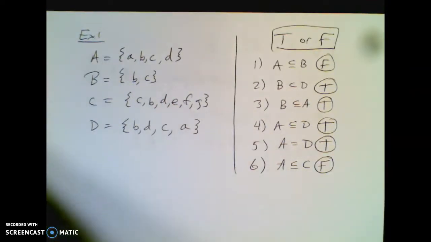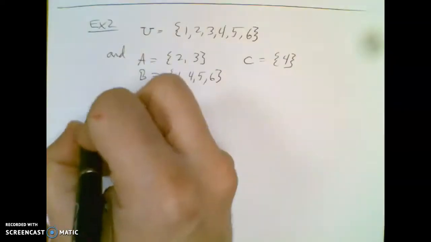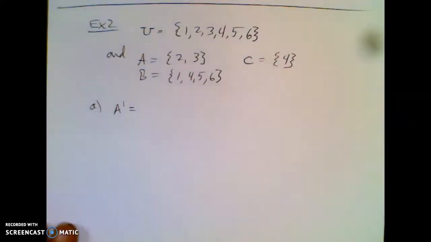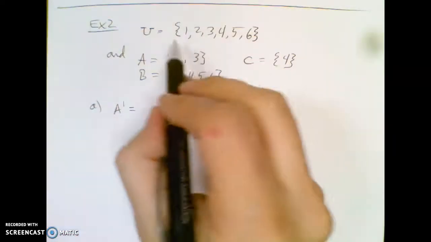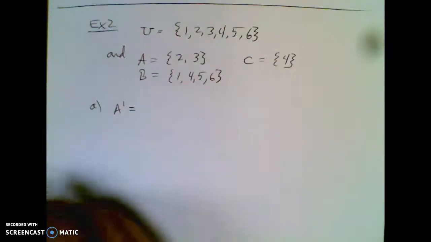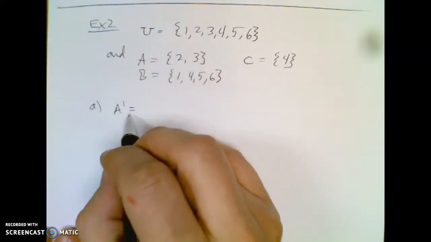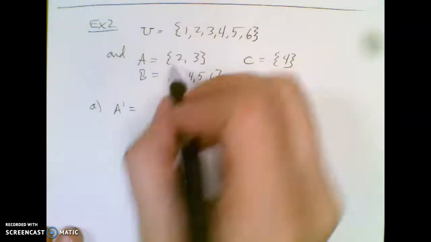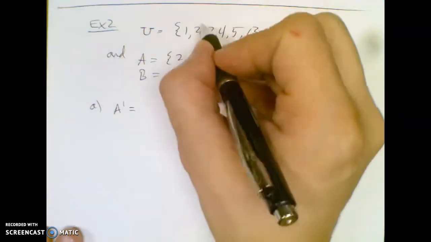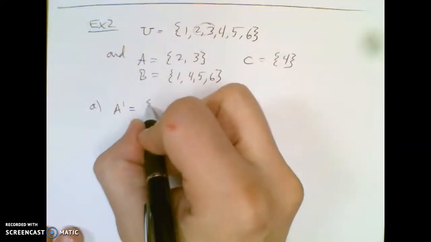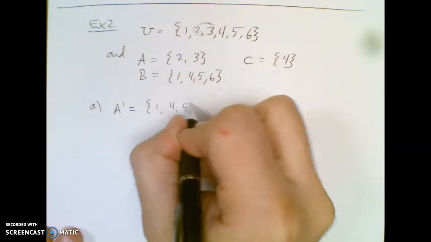We'll do a different example with all the other cool stuff. Question A, I want to know what is A not? If my universe is 1, 2, 3, 4, 5, 6, and my set A is 2, 3, what is A not? A not should be everything that is not in A. So you have to know your universe. If those two make A, then A not is 1, 4, 5, 6.